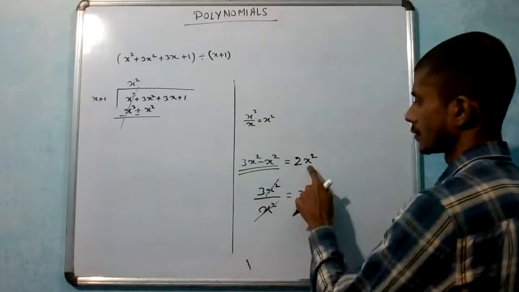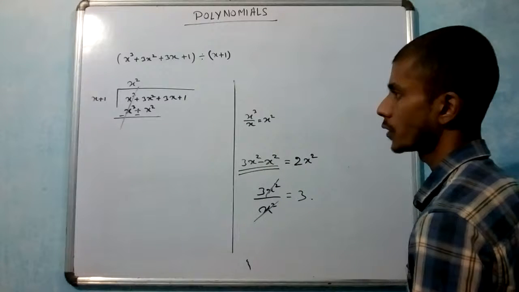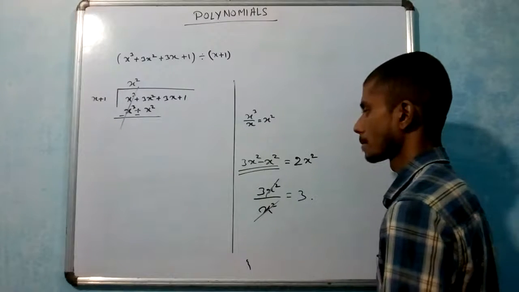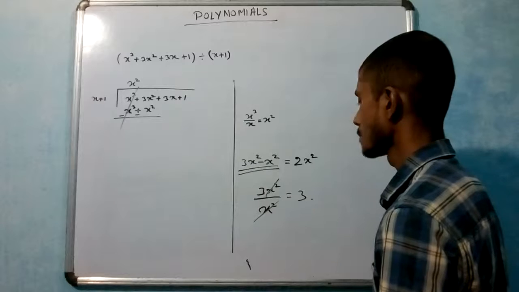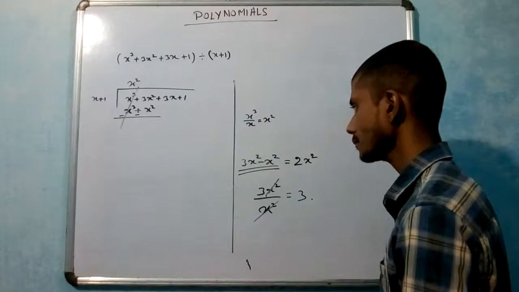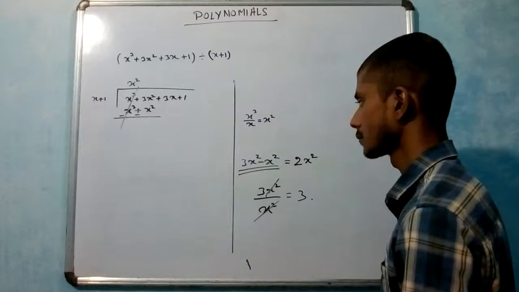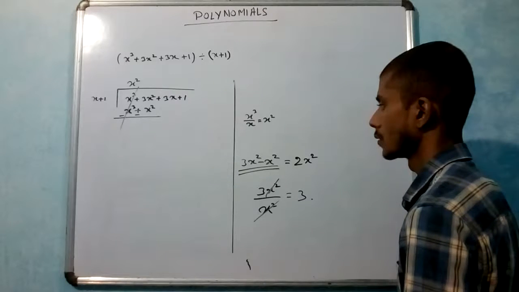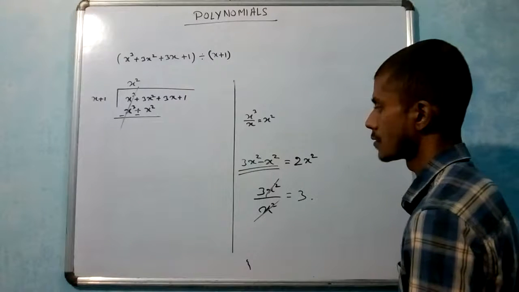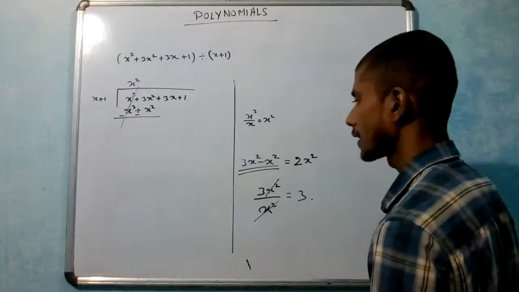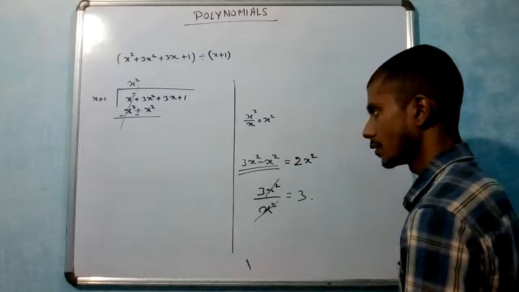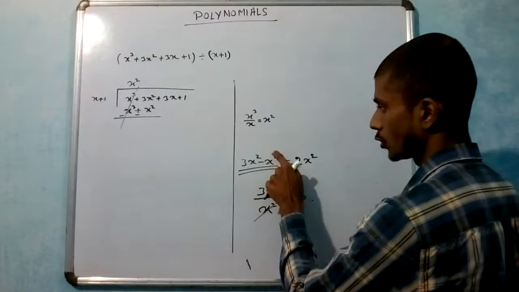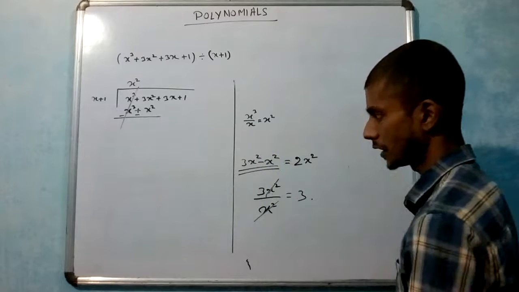What is the answer? Why are you telling 2x? Who is telling you to subtract like that? Did I teach like that? First you do 3x minus x, and then you come to the power and do something with the power. Did I teach like this?